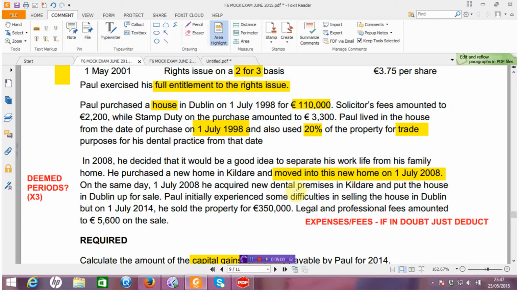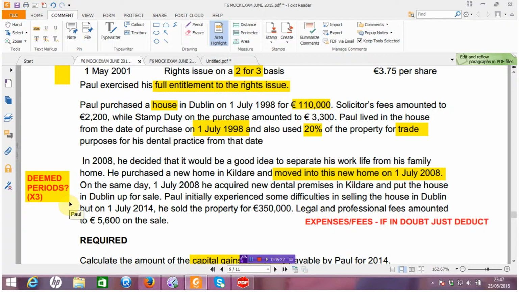So it looks like we have actual occupation, then a period of vacancy, and then sales. So it's not overly complex, this one. And we should remember our deemed periods, as I've said over the left-hand side here. It looks like the two slightly messy ones, where the individual is working or employed abroad for any length of time, are not being played here.